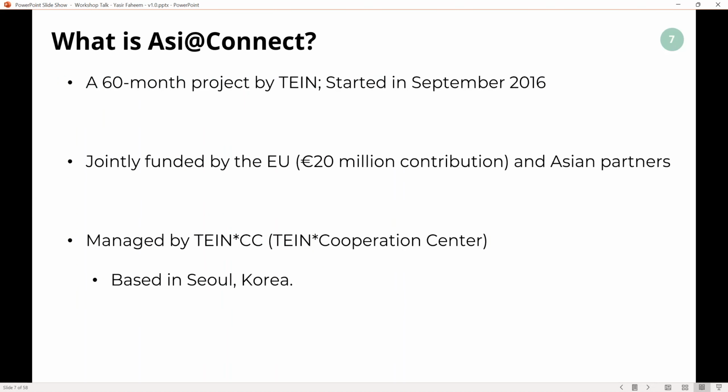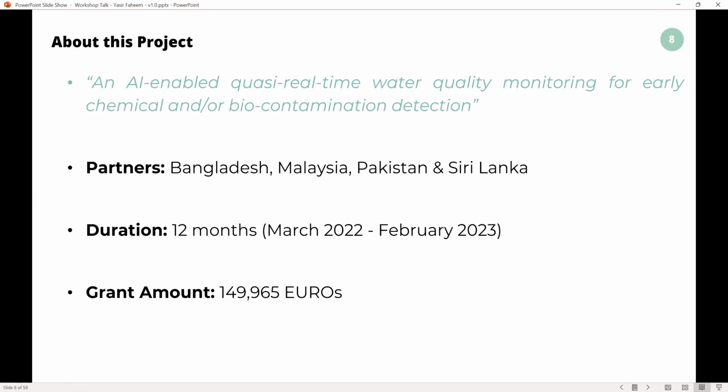What is Asia Connect? Asia Connect is basically a project initiated by TEIN in 2016. It was partly funded by the European Union with a 20 million euros contribution, and the rest of the contribution is by Asian partners. And the project Asia Connect that has funded us is being managed by the TEIN Cooperation Center, which is based in South Korea currently.